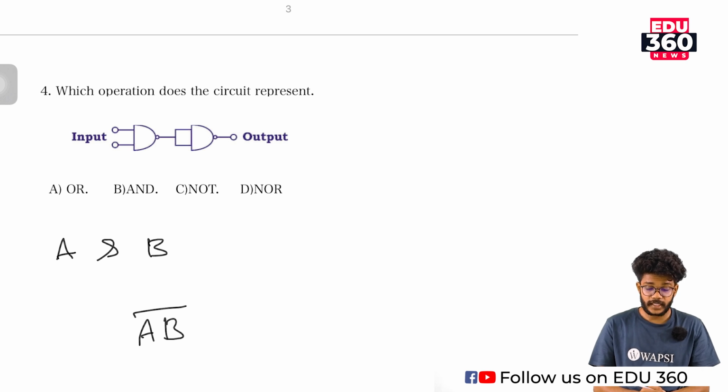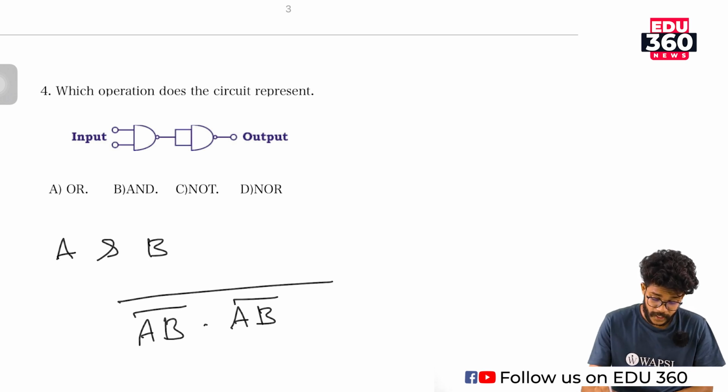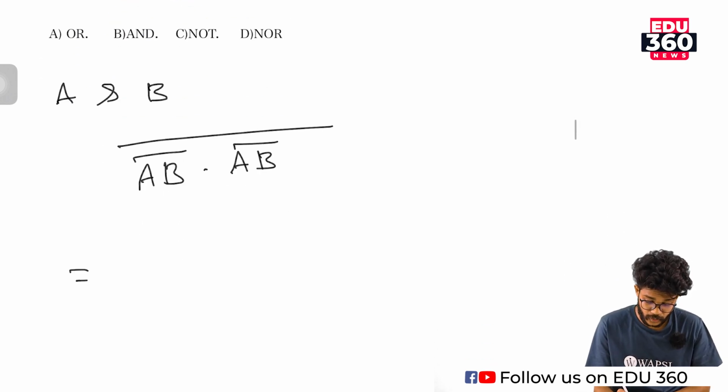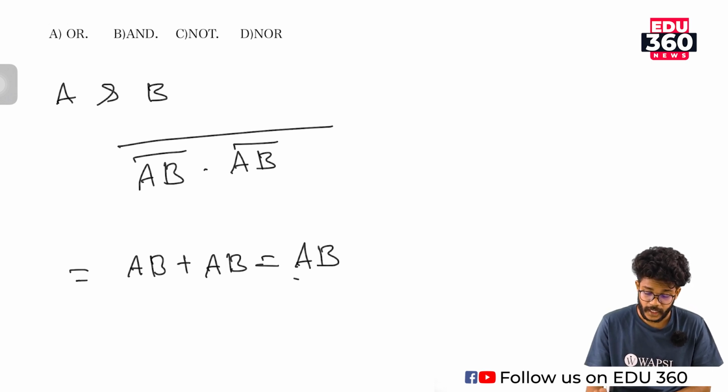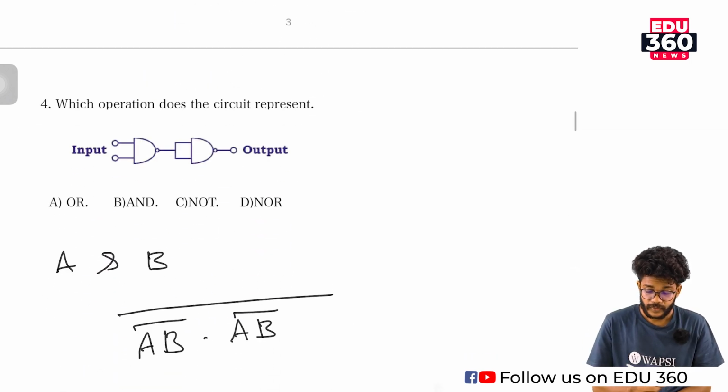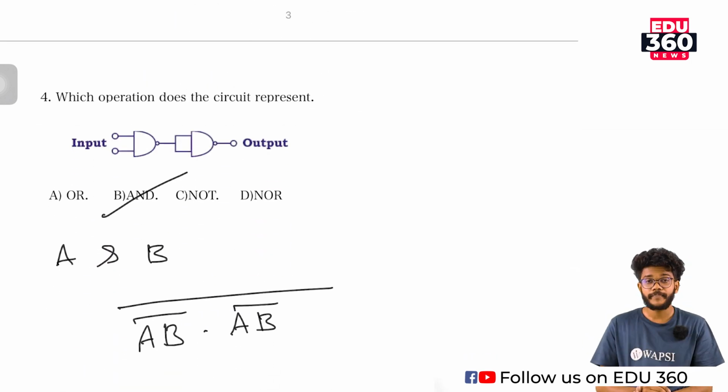NAND gate is connected as the input of NAND gate. So NAND into NAND, all bar. By using laws we can change this to AB plus AB, which is equal to AB. That means AND gate. So option B is the correct answer.